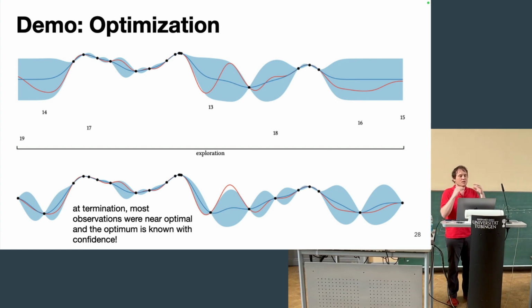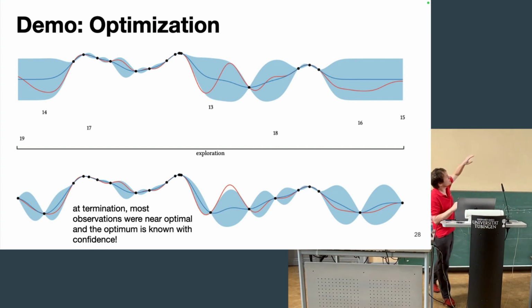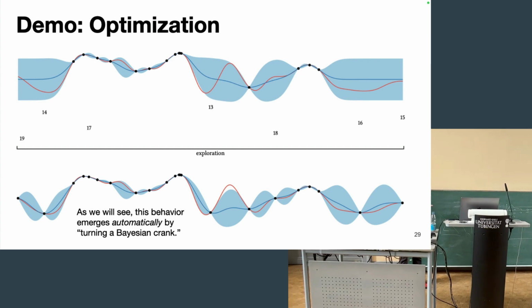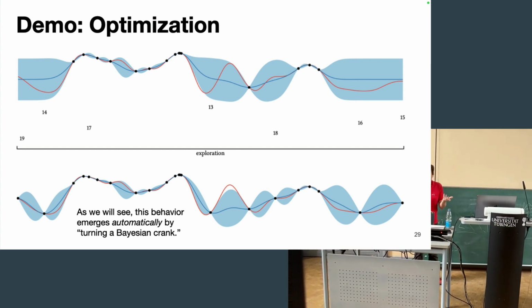And now at termination, we have a totally different set of experiments. Most of our observations were near optimal. The vast majority of them resulted in observations that were higher than the prior mean. And the optimum is known with confidence. If you look at the credible intervals, there's no region in the design space here that could plausibly be the global optimum. The upper confidence bounds are all lower than the best point that I saw. And as we're going to see, these different types of behavior in experimental design are going to just happen automatically by turning a Bayesian crank that I'm going to outline for you.